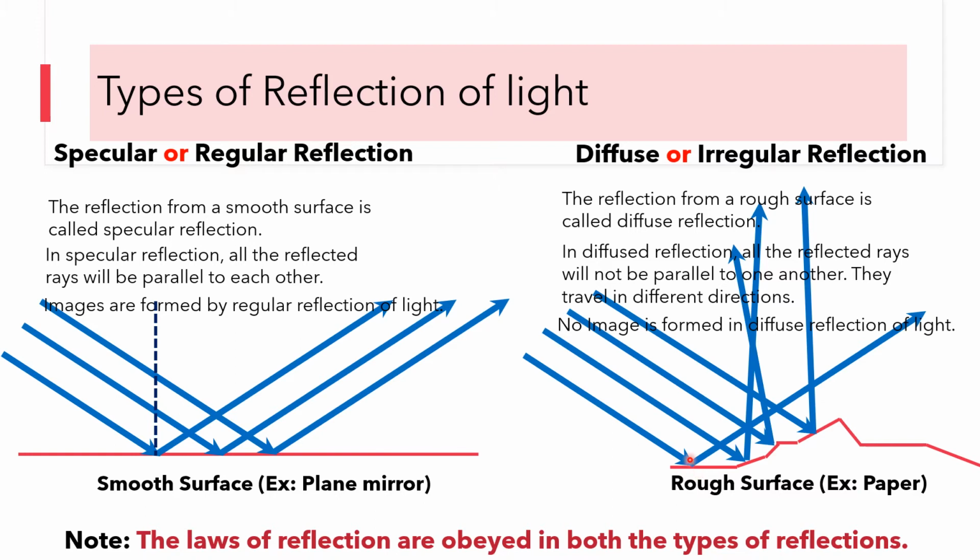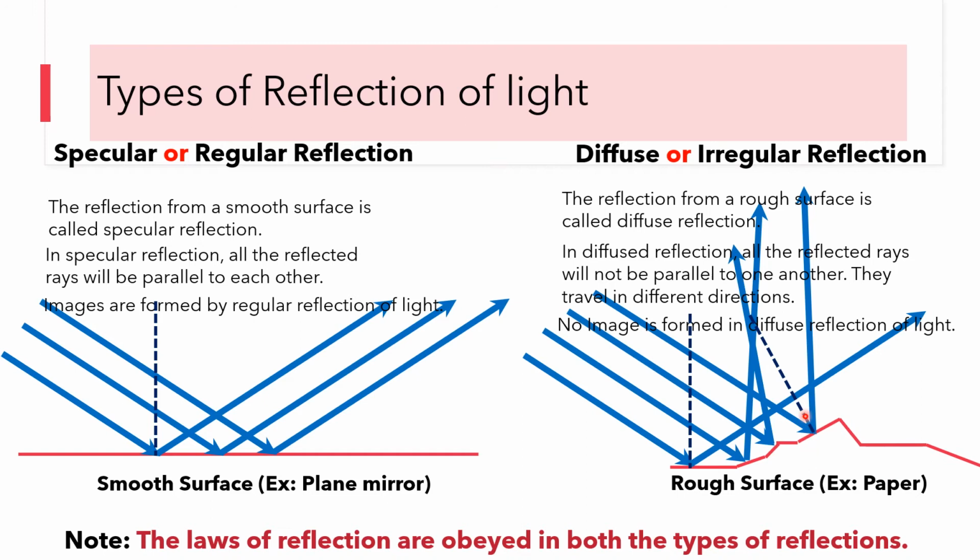For example, at this point of incidence, the same rule is applicable: angle of incidence equal to angle of reflection, both are equal, and this incident light ray, reflected light ray, and the normal also lie in the same plane. Even if we take another point here and draw the normal at this point, see, they are oriented in different directions after reflection just because of the irregular surface.